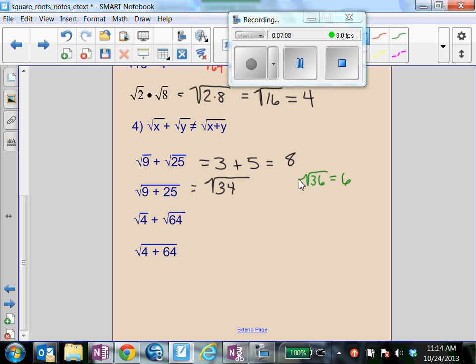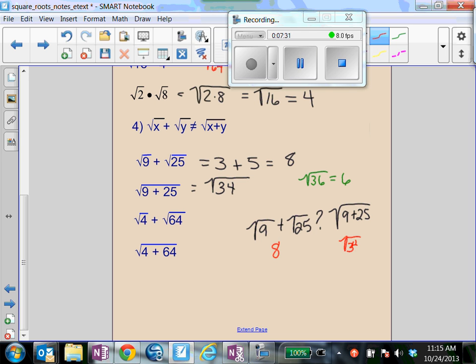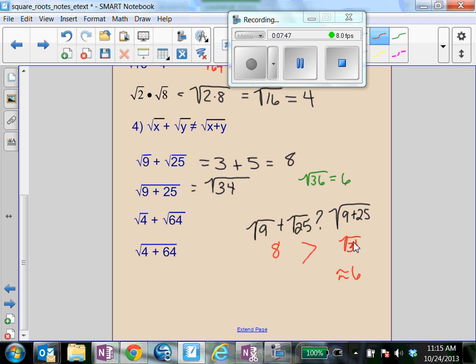Tell me greater than, less than, or equal to, with those two problems. Well, you would do your work and you'd figure out that this side equals 8, and this side equals the square root of 34. So you could approximate which one's bigger, because this is around 6. It's actually a little bit smaller than 6, but it's around 6. So we could say greater than. That the left problem is greater than the right problem.